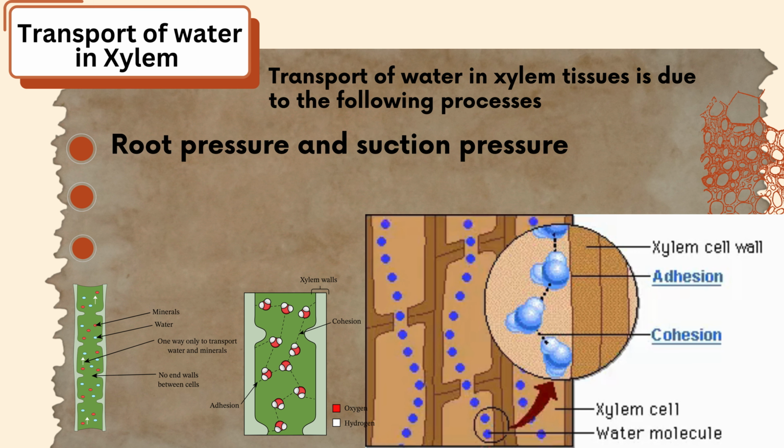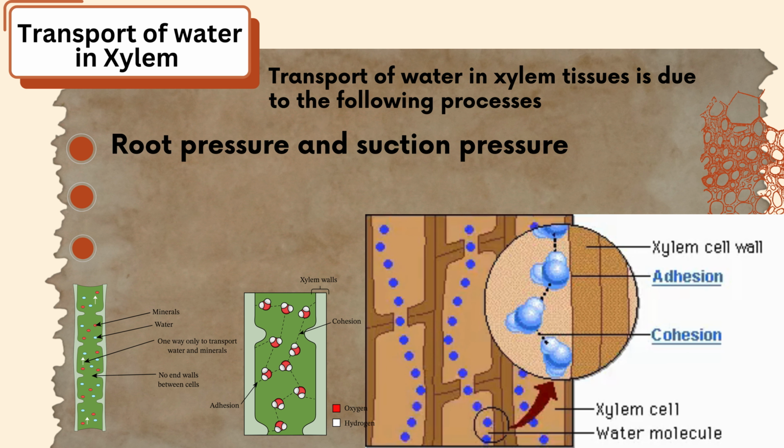On the other hand, suction pressure is the total force by which the cell absorbs water from the surroundings. The suction pressure is usually created when water is lost in the form of transpiration through the stomata of the leaves. By this pressure, the movement of water from the soil to the xylem tissue through the root hairs is achieved.